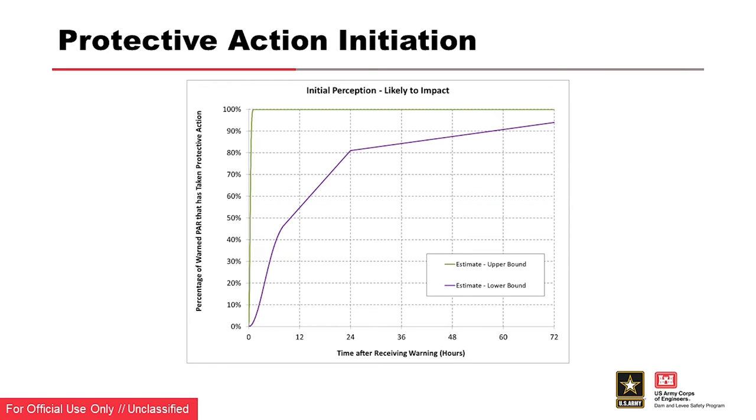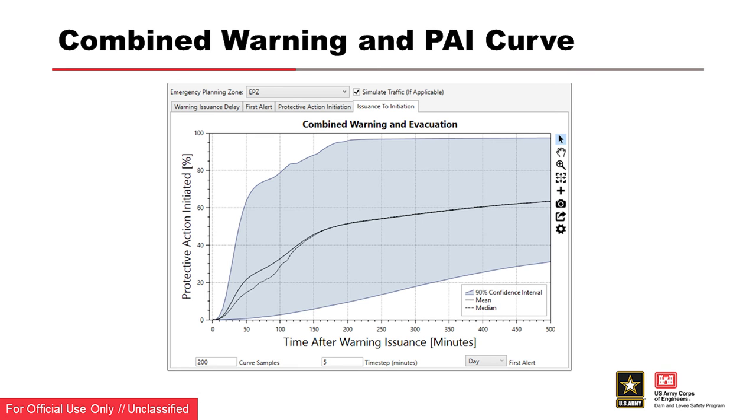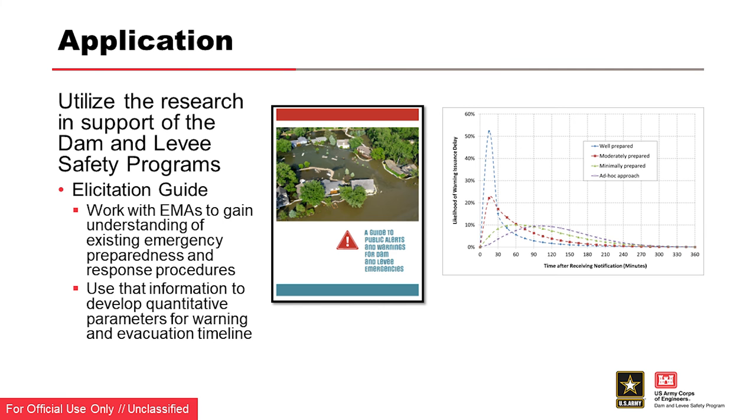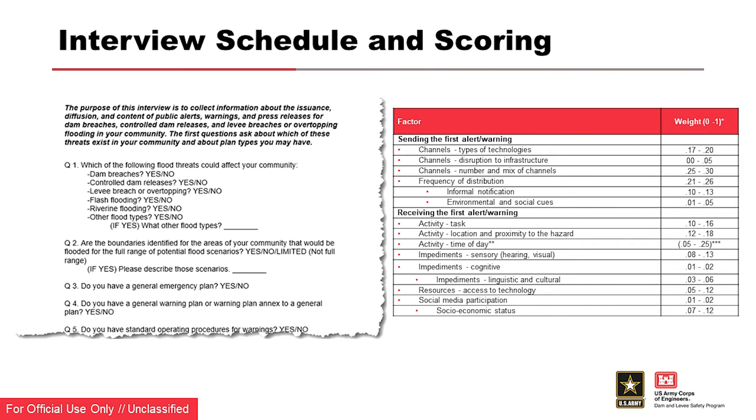This graph shows protective action initiation. The graph shows combined warning and PAI curve with the protective action initiated percentage and time after warning issuance in minutes. Utilize the research in support of the dam and levee safety programs, including the elicitation guide. This is an example of interview schedule and scoring.